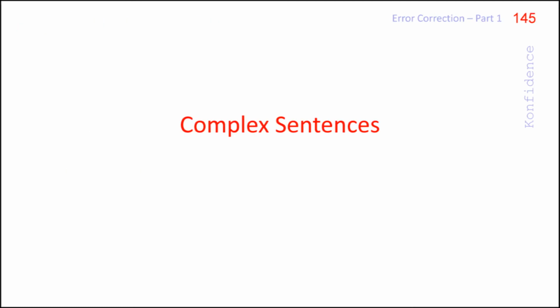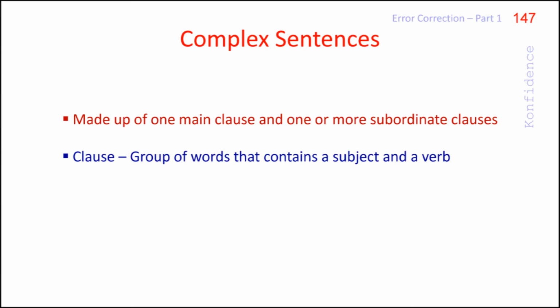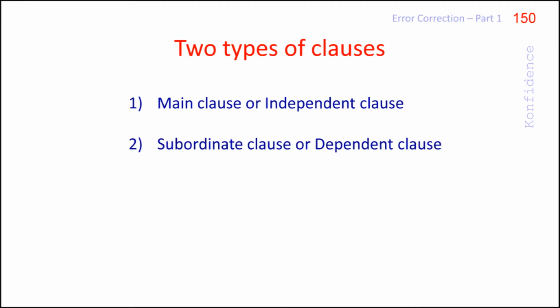Now let us discuss errors in complex sentences. A complex sentence is one that is made up of one main clause and one or more subordinate clauses. Please understand that a clause is a group of words that contains a subject and a verb. There are two major types of clauses. They are the main clause or the independent clause and the subordinate clause or the dependent clause.